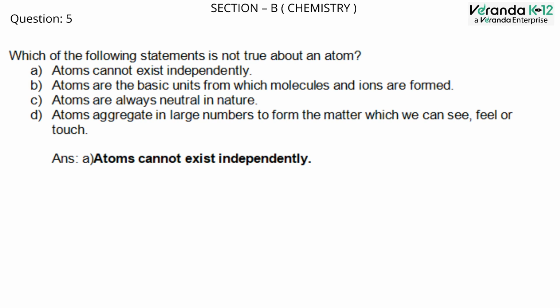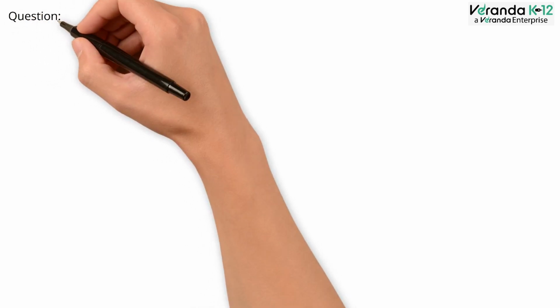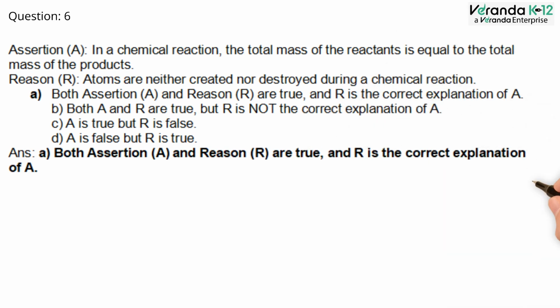Atoms cannot exist independently is not true because some atoms of elements can exist independently, for example, sodium, potassium, etc. So the correct option will be A. Question number 6. Assertion: In a chemical reaction, the total mass of the reactants is equal to the total mass of the products. Reason: Atoms are neither created nor destroyed during a chemical reaction.